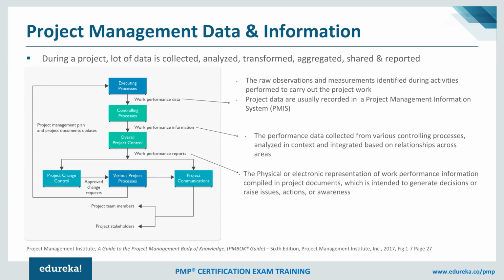Now, if you see this particular diagram, you'll find that we gather all the data through the PMIS, then we work on the performance information, of which I gave a few examples, and then we create reports. These reports are then shared with team members as well as the stakeholders through project communication management. Whenever any project change is introduced, it goes through project change control. The change is either approved or rejected. If the change is approved, it will go back to the executing process, the same thing will happen, and all this information is again shared with the team members and the stakeholders.